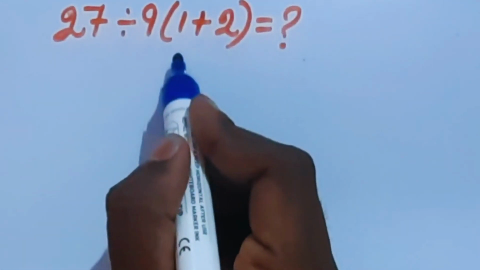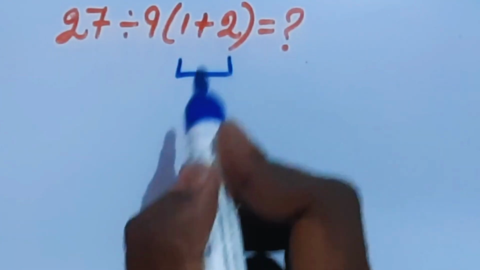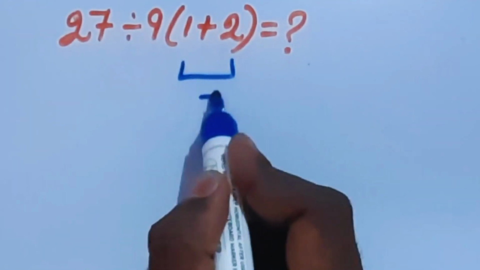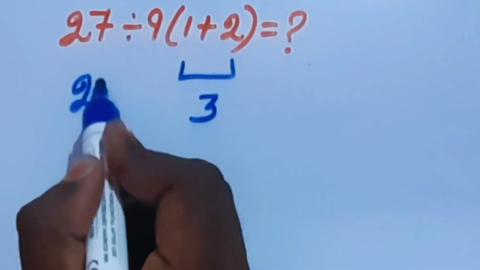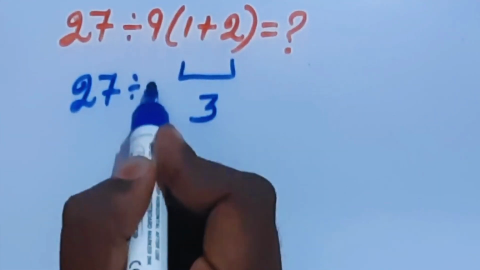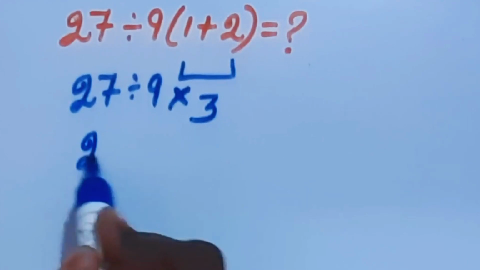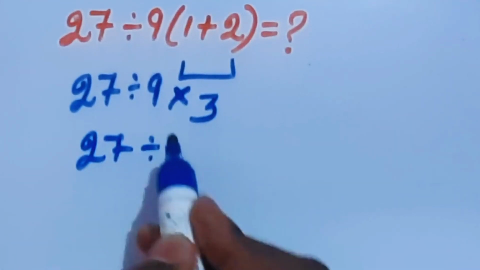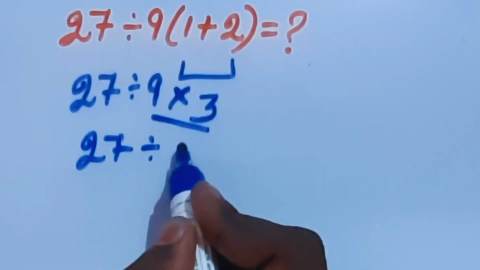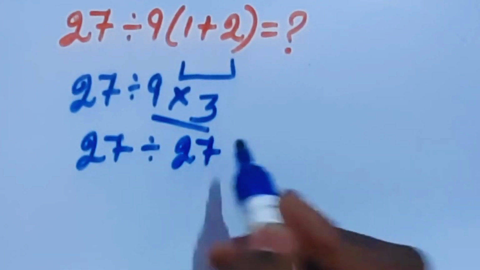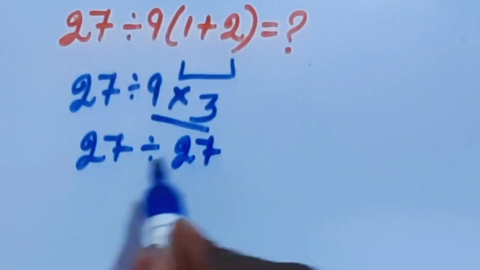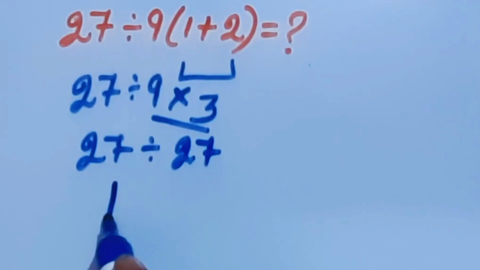Hello guys, most of them get answer 1 for this problem. It is wrong. Let's see here. 1 plus 2, it is 3. Here 27 divided by 9 times 3. So 27 divided by this 9 times 3 is 27. Now 27 divided by 27 is 1.